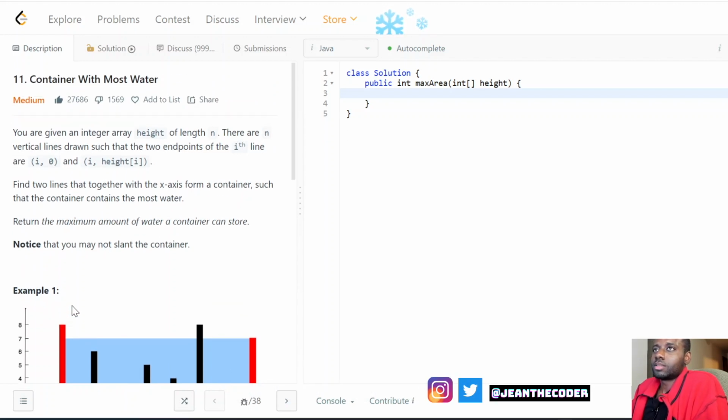Today we have an amazing problem for you guys. It's called Container With Most Water. This is a very good problem, and I can personally say it's one of my favorite problems in all of LeetCode. So let's see what it's all about.